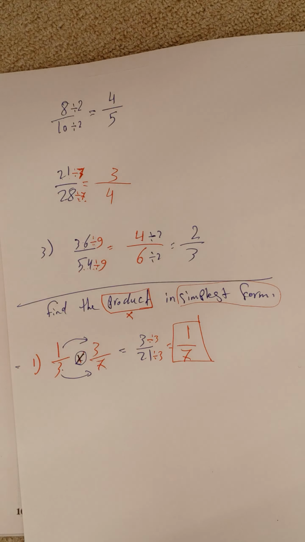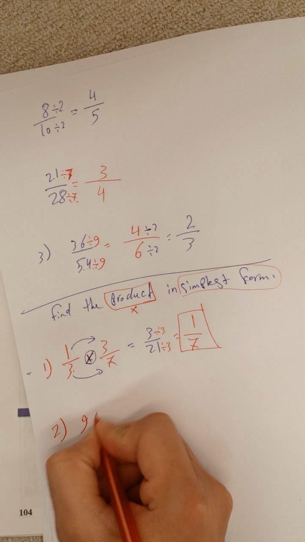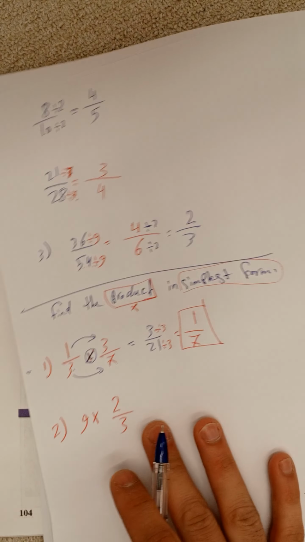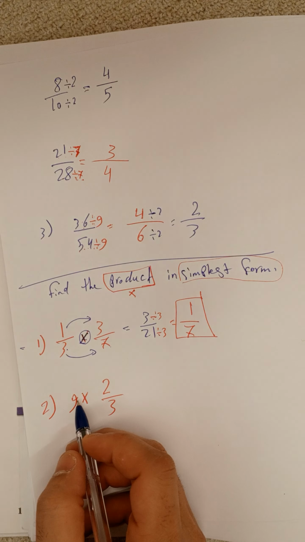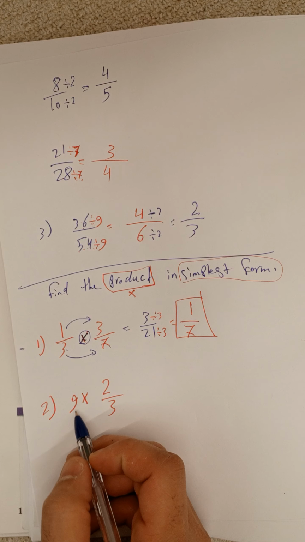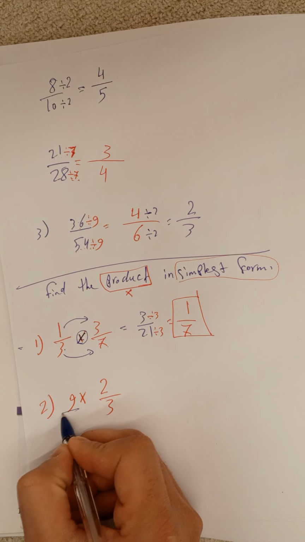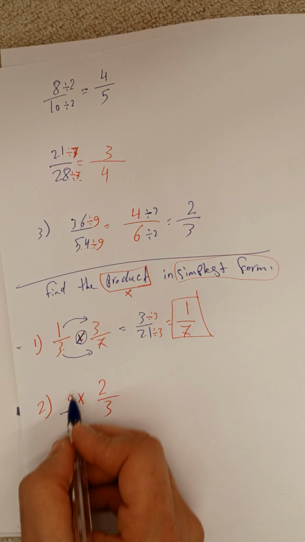The next example, if we have 9 times 2 over 3. We're going to make it a fraction multiplied by a fraction, which will be very easy to multiply. This 9 is the whole number. To multiply a whole number with a fraction, put 1 in the denominator. It's going to be 9 over 1. Now it's like multiplying a fraction by a fraction.